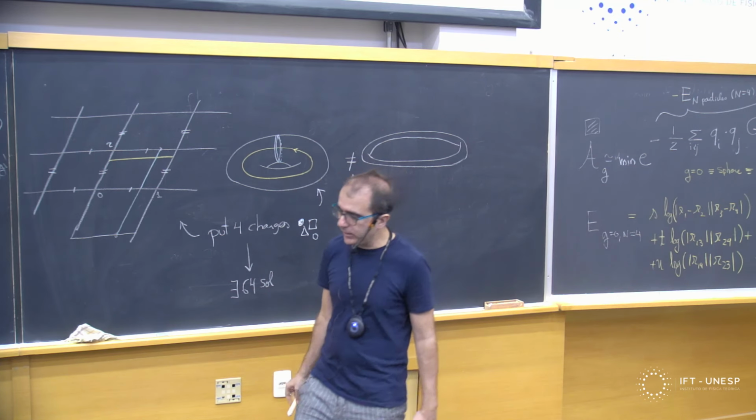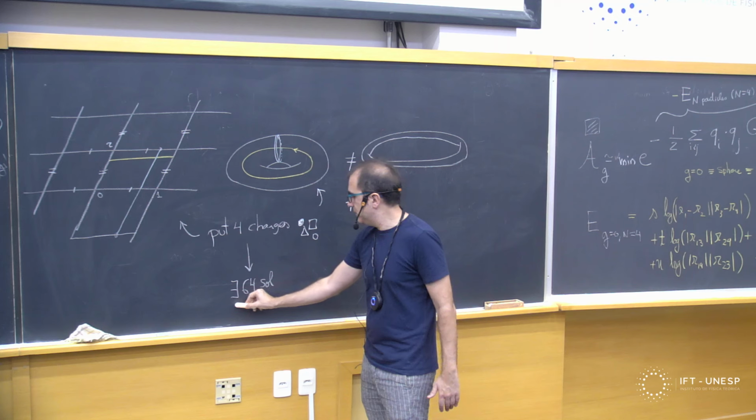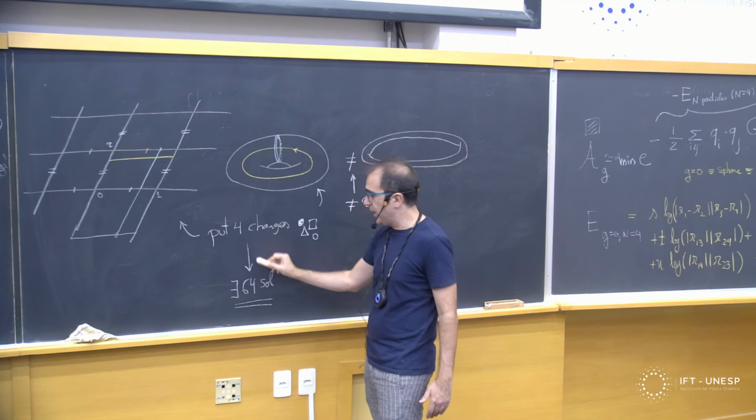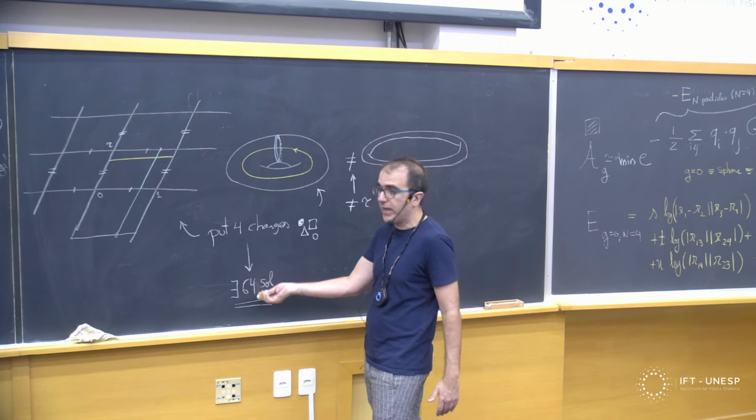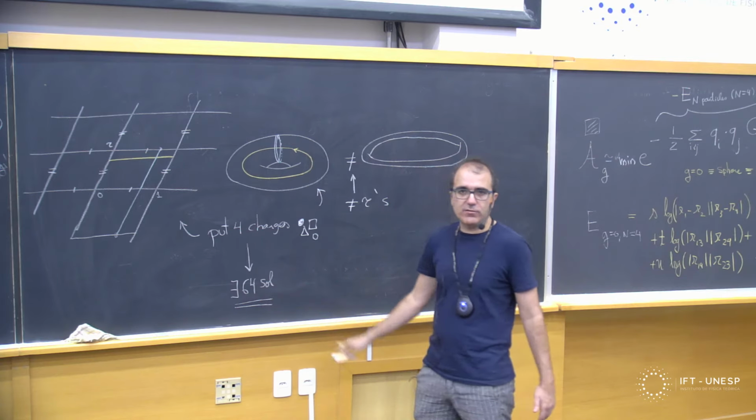They even describe it a little bit. I could not follow this. If one of you wants to present this argument, even if it's not very recent, I think this would be a nice thing to discuss. Why are there 64 solutions?